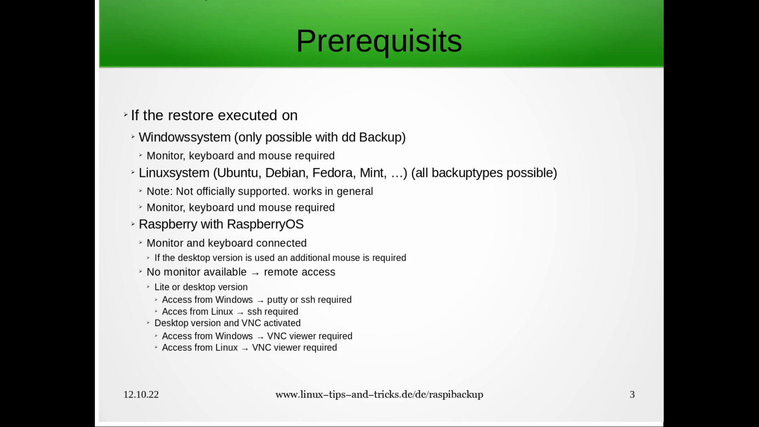So this can be either some distribution like Ubuntu, Debian or something like this. It's not generally supported, but it works in general. So just give it a try, and if it works, then you're fine. And if it doesn't work, then okay, that's the alternative I strongly recommend to use: a Raspberry running with Raspberry OS, because then you're sure that the OS running the restore also matches the OS which is used for the restore.